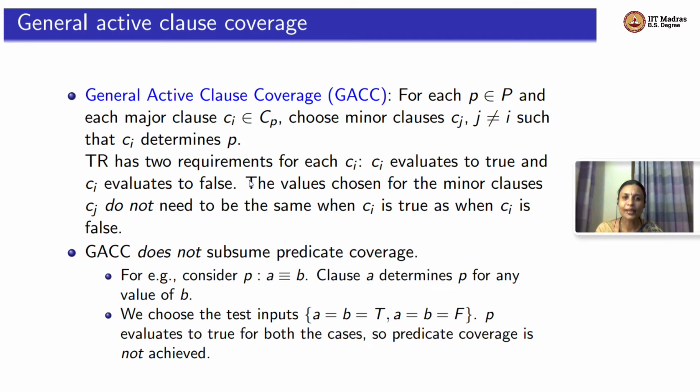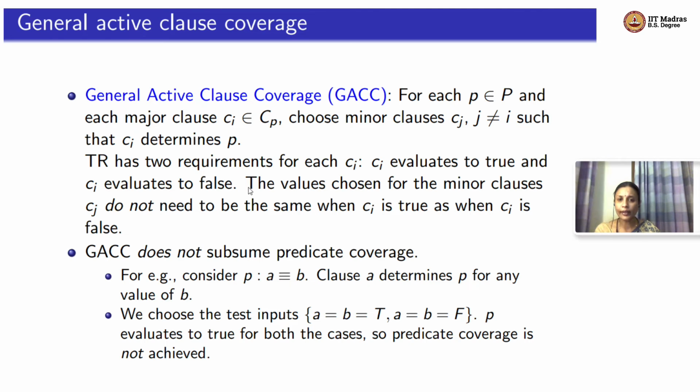That's what this part says: the values chosen for minor clauses need not be the same. Basically, I don't put any conditions on it. I will leave it general. So that is what general active clause coverage is. This first part is the same as active clause coverage.